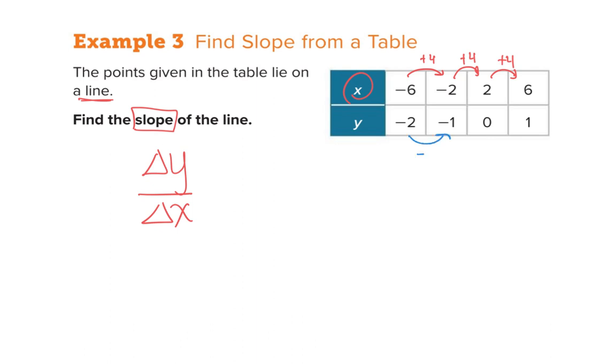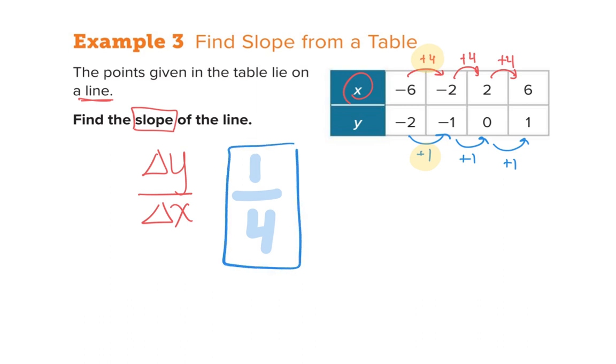From -2 to -1, it went up 1. And then here it went up 1, and here it went up another 1. And so now that we've got it labeled and we see that in fact it is a constant rate of change, we can take our change in y over our change in x. Our y was changing by 1 as our x's were changing by 4, which means our slope is 1/4.